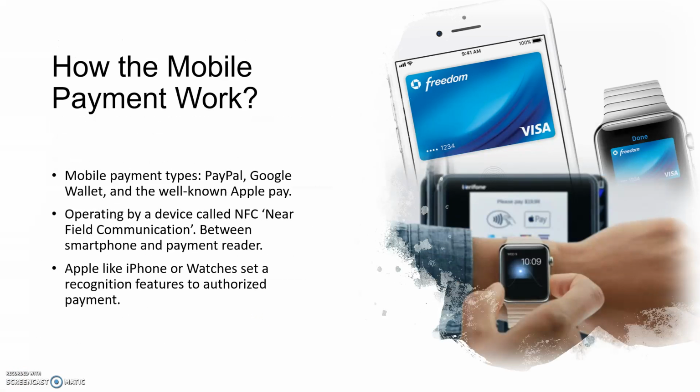Now I'm going to talk about how mobile payment works. There are several mobile payment types such as PayPal, Google Wallet, and the well-known Apple Pay. Of course, there are more. The mobile payment system operates by a technology called NFC, known as Near Field Communication, which enables devices like a smartphone or PDA and the POS machine, the payment reader, to connect wirelessly together for the process of payment. For example, Apple products like iPhone or Apple Watch can use face or fingerprint recognition to authorize and complete the purchase process.